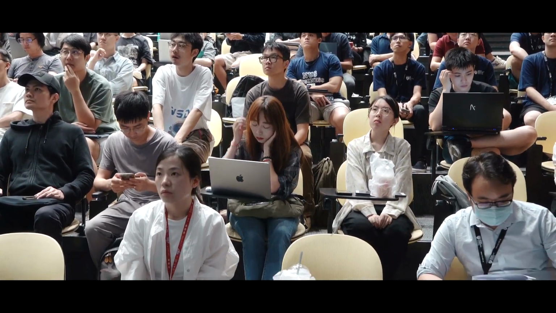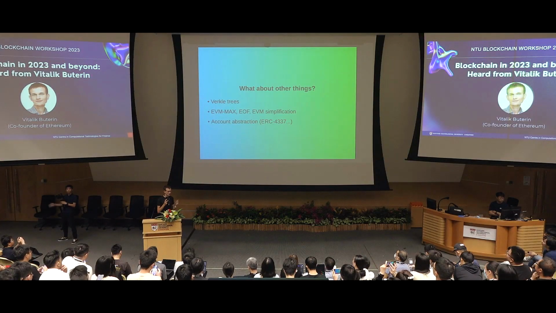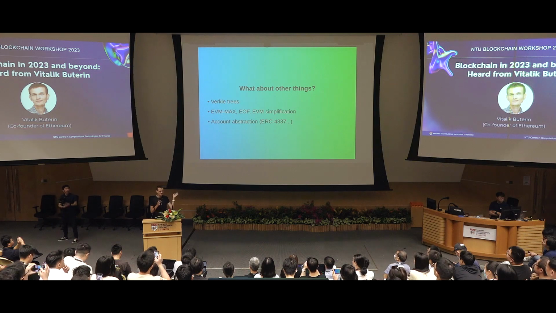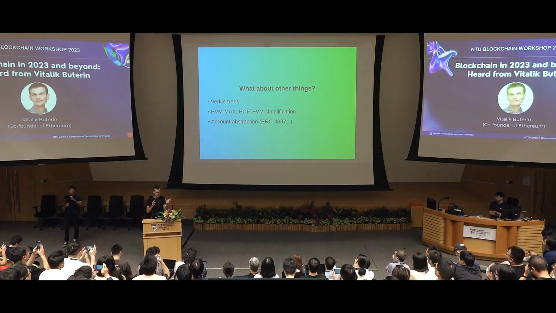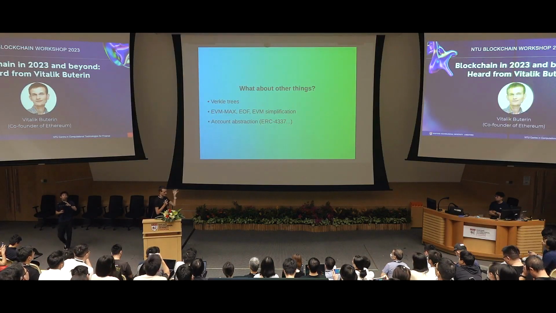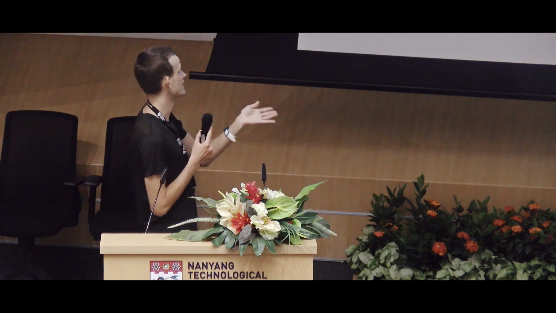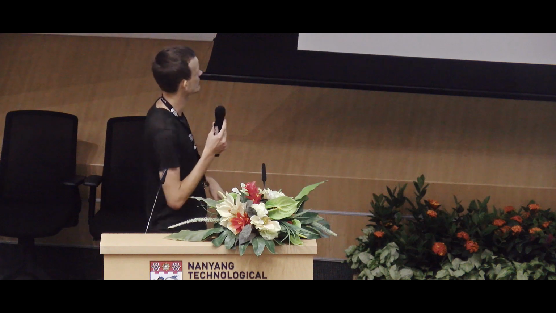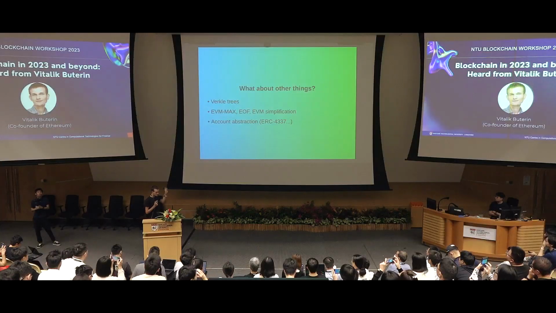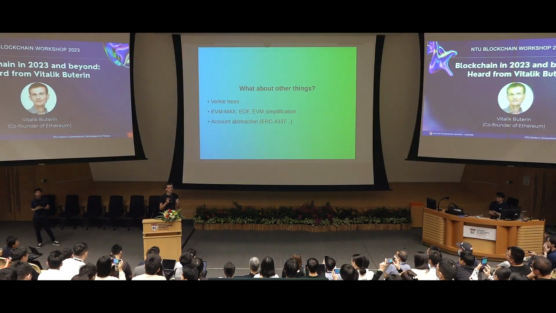Lots of other things too. Verkle trees. 5 or 6 years ago, stateless clients were just an idea. Now Verkle trees are a 10-person team that's written thousands of lines of code and thought deeply about how to actually push this out onto Ethereum. It's maybe 1 to 2 years away from actual implementation. Improvements to the EVM, EVM MAX, EVM simplification. Account abstraction. Account abstraction is a really big one.